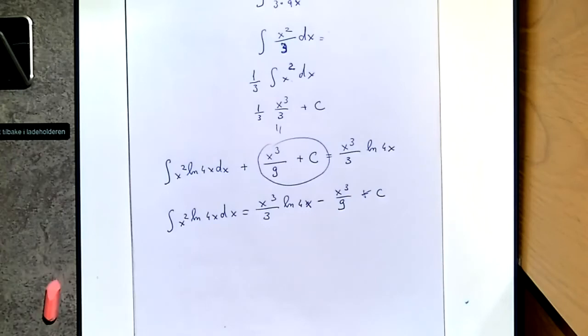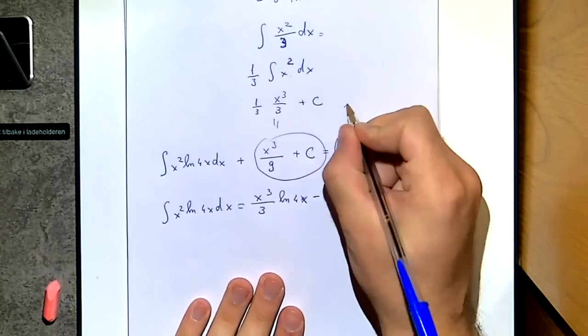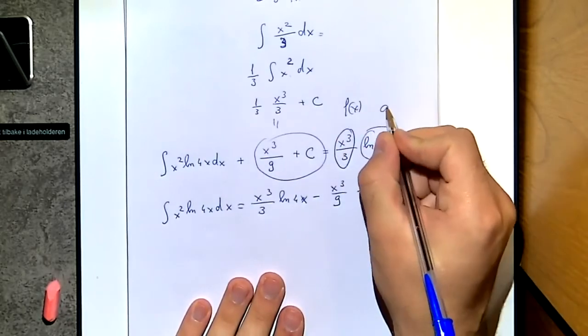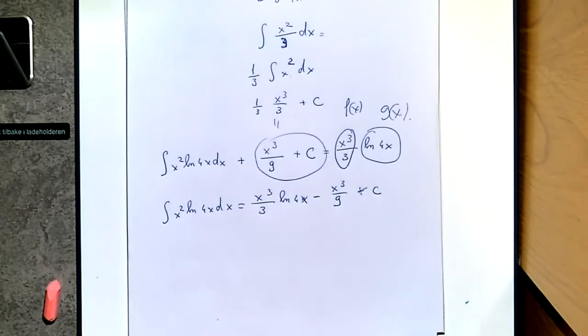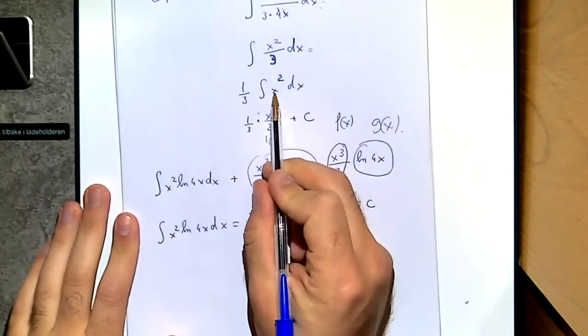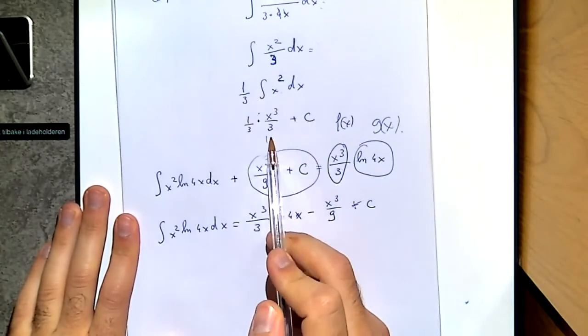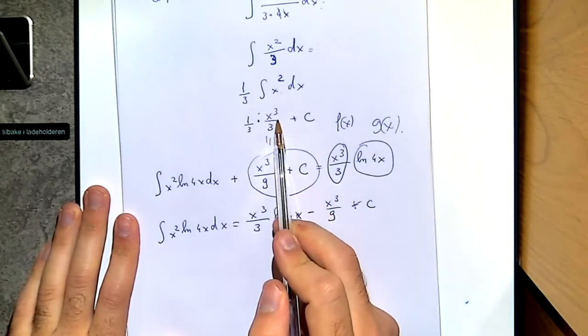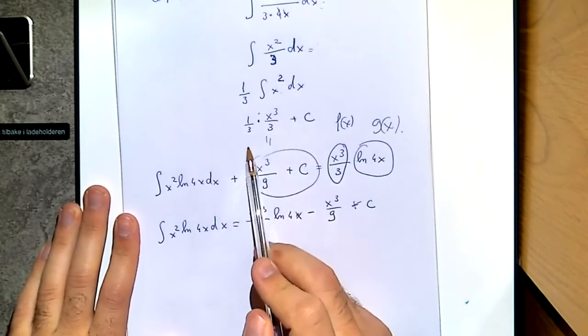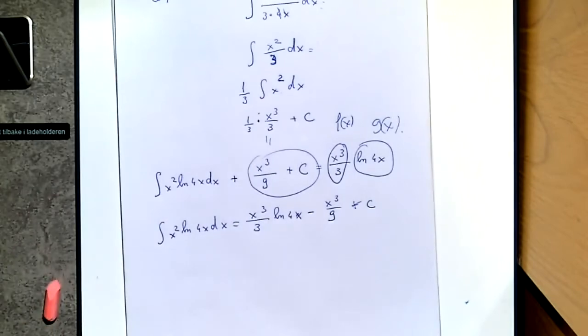What do you mean? Do you mean here? Yeah, this is my f of x. This is g of x. Oh, I think she means the 9 here. It was from here. It was 1/3 multiplied by the integral of x squared, which is x to the 3rd over 3. So I multiplied them and I got x to the 3rd over 9. Okay. Cool.